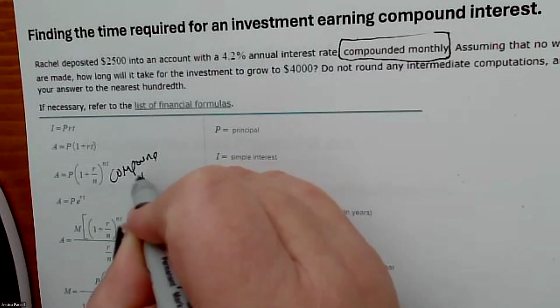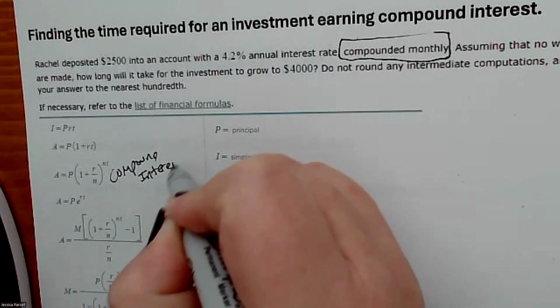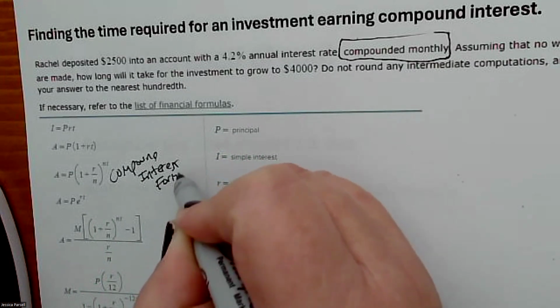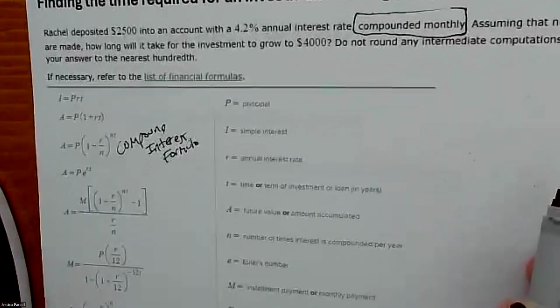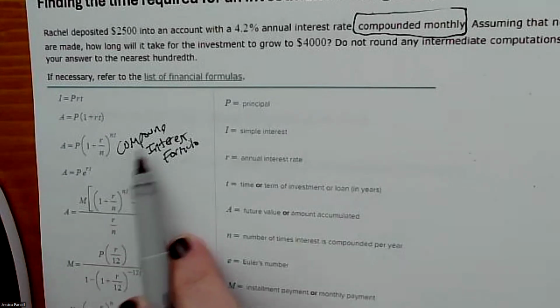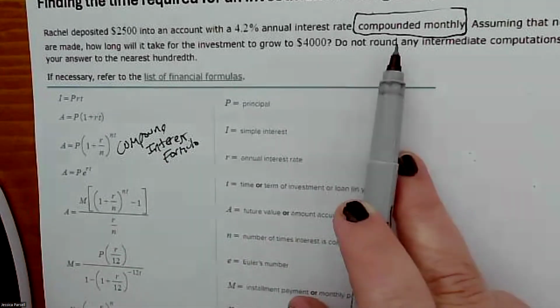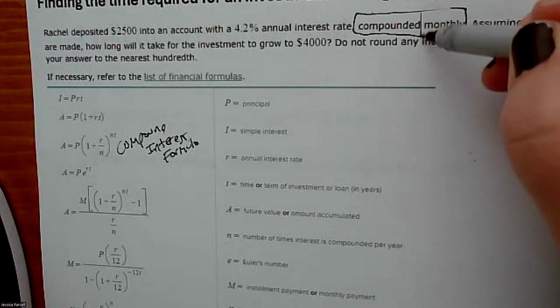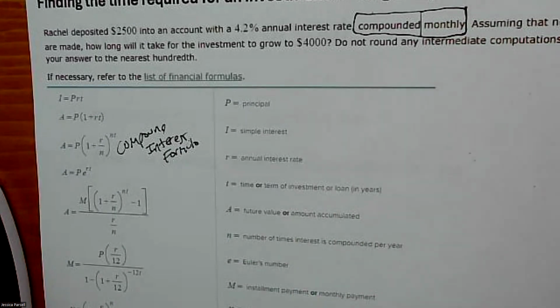Compound interest formula. So the last problem we did, we had continuous interest, so we used this Pert, but we're going to go compound this time. And monthly is kind of important, so we'll talk about that in a minute.